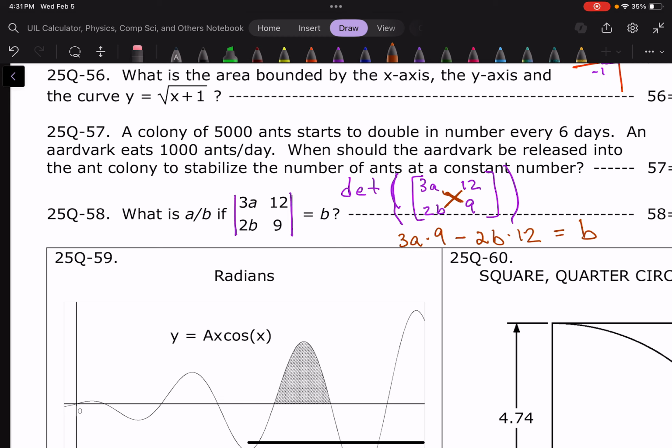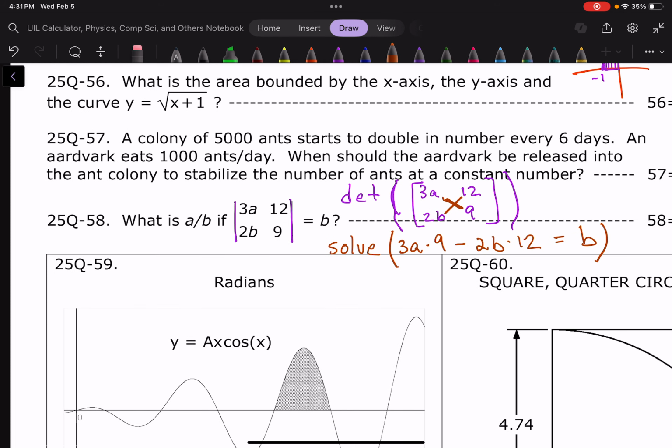So what you can do in your calculator is have it evaluate the determinant, and then from there you're going to do a solve. You're going to solve for A divided by B. Now there's a couple of ways to do this. You can say solve for A over B, and it should give it to you.